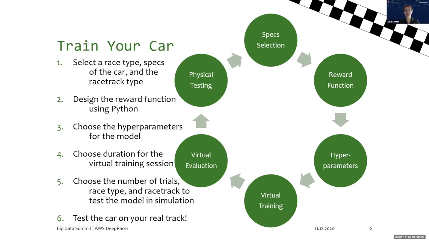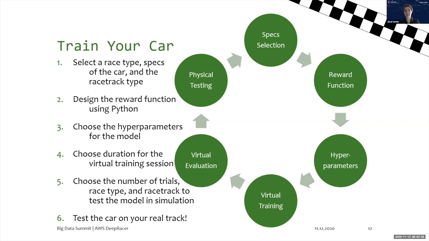So in the process of training your car, there's basically a cycle that you would go through. The first step, when you go into the system, it's going to ask you about what kind of race type you want, different specs of the car and the racetrack type. Like I mentioned earlier, there's time trials, obstacle detection, or head-to-head races. And you can customize things like the max speed of the car, the max steering angle, things like that.